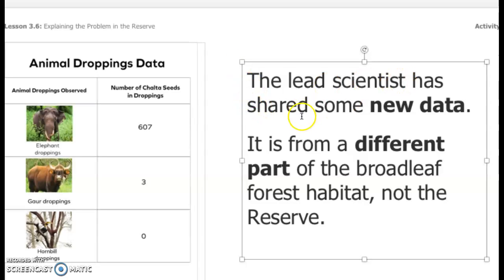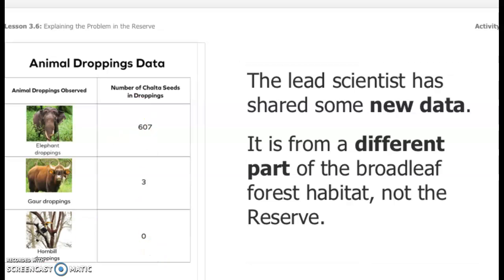So the lead scientist has shared some new data. It is from a different part of the broadleaf forest habitat, not the reserve. So animal dropping data. Okay, so animal droppings observed. This is the animal dropping of elephants. This is the gourd dropping and the hornbill dropping. Okay, number of chalta seeds in the dropping. So elephants, they drop 607. This animal drops 3, and hornbill, which is a bird, drops 0.